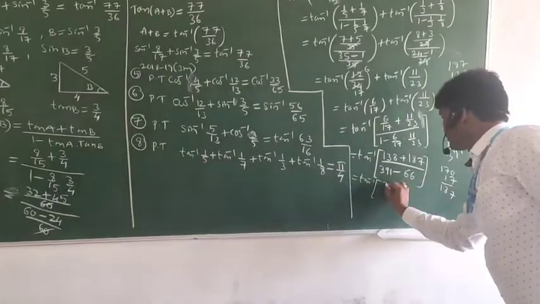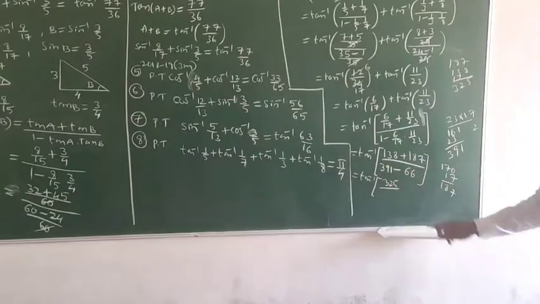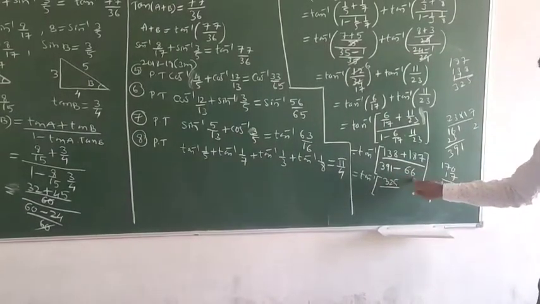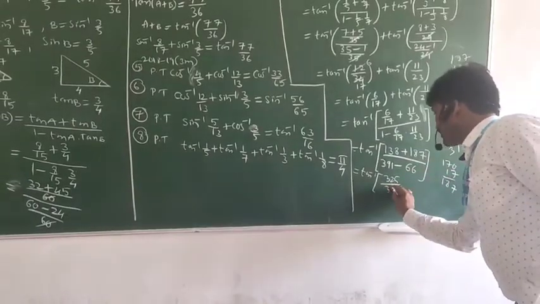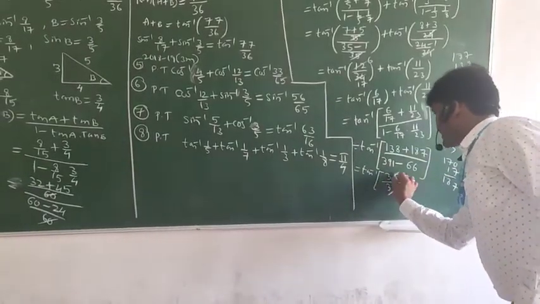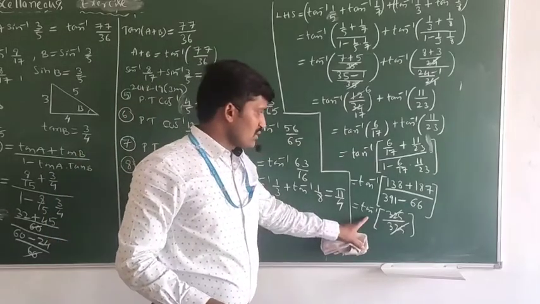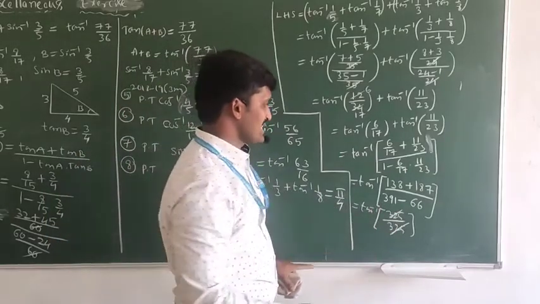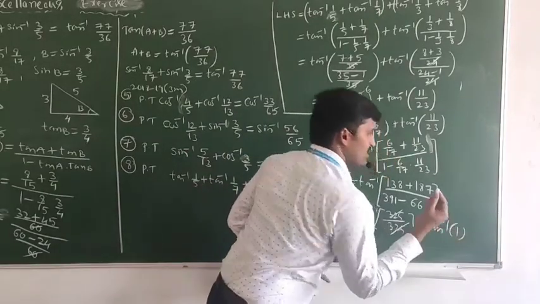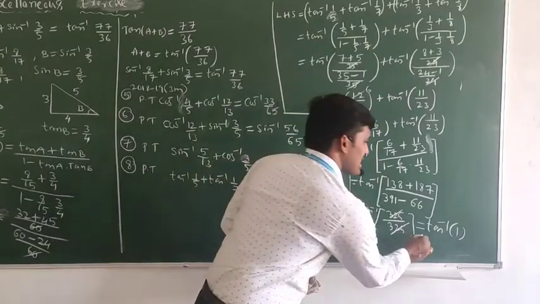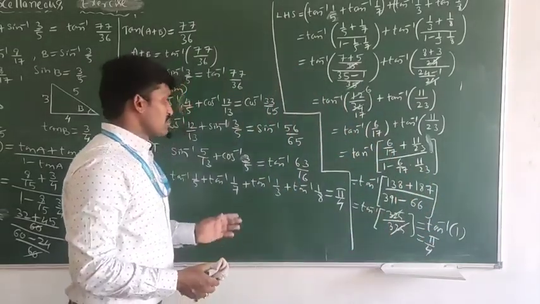325. 391 minus 66 is 325. Here 11 minus 6 is 5, 8 minus 6 is 2, product 325. Now 325 and 325 both get cancelled. Now tan inverse of 325 by 325 gets cancelled, and this is tan inverse of 1. Tan inverse of 1 means what is the angle? It's clearly pi by 4. Total 3 times we used this formula.